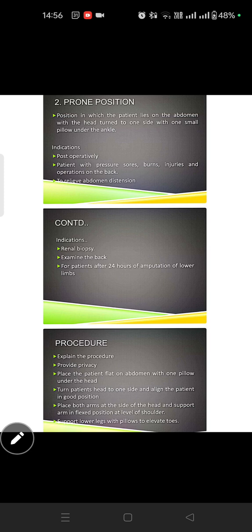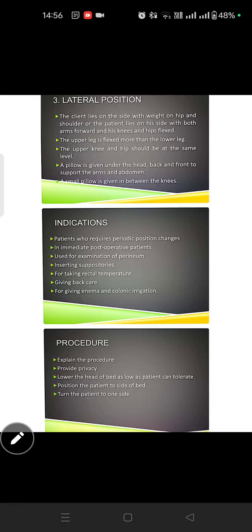Before doing anything, we should always explain which position we are changing. We can draw the curtains for the privacy of the patient, and provide adequate comfort devices. Then the lateral position. We can do the left lateral or right lateral, both. The upper leg should be flexed and the lower leg flexed. We can give support for the arms and abdomen, and pillows for the knees, as comfort devices.